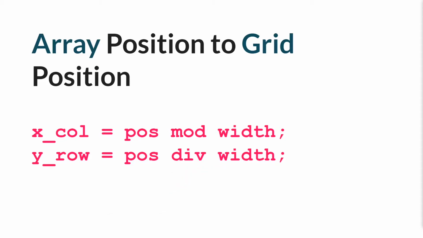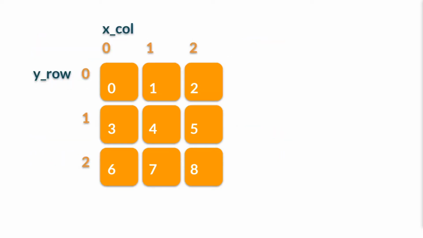And if you're not familiar with mod and div, mod essentially gives you the remainder, whereas div gives you how many times the number goes into it without the remainder. So to see an example of why this works, let's take an array of 9 positions, so indexed from 0 through 8, and turn it into a 3x3 grid.